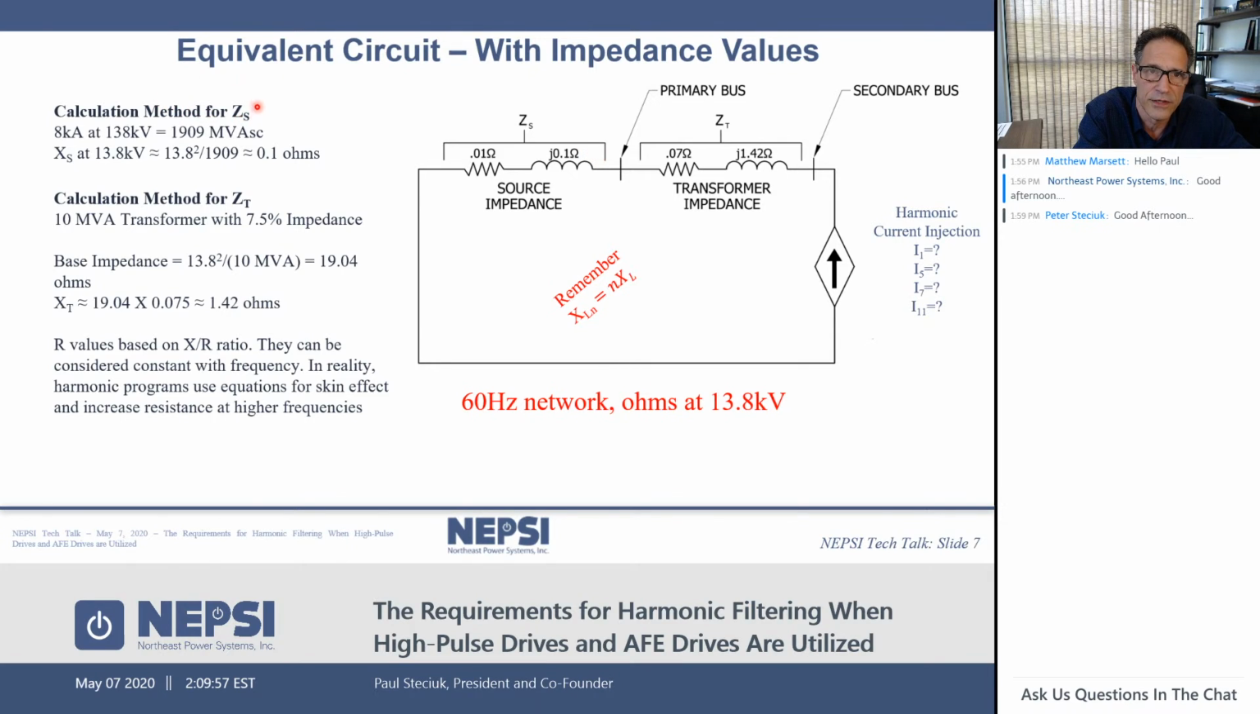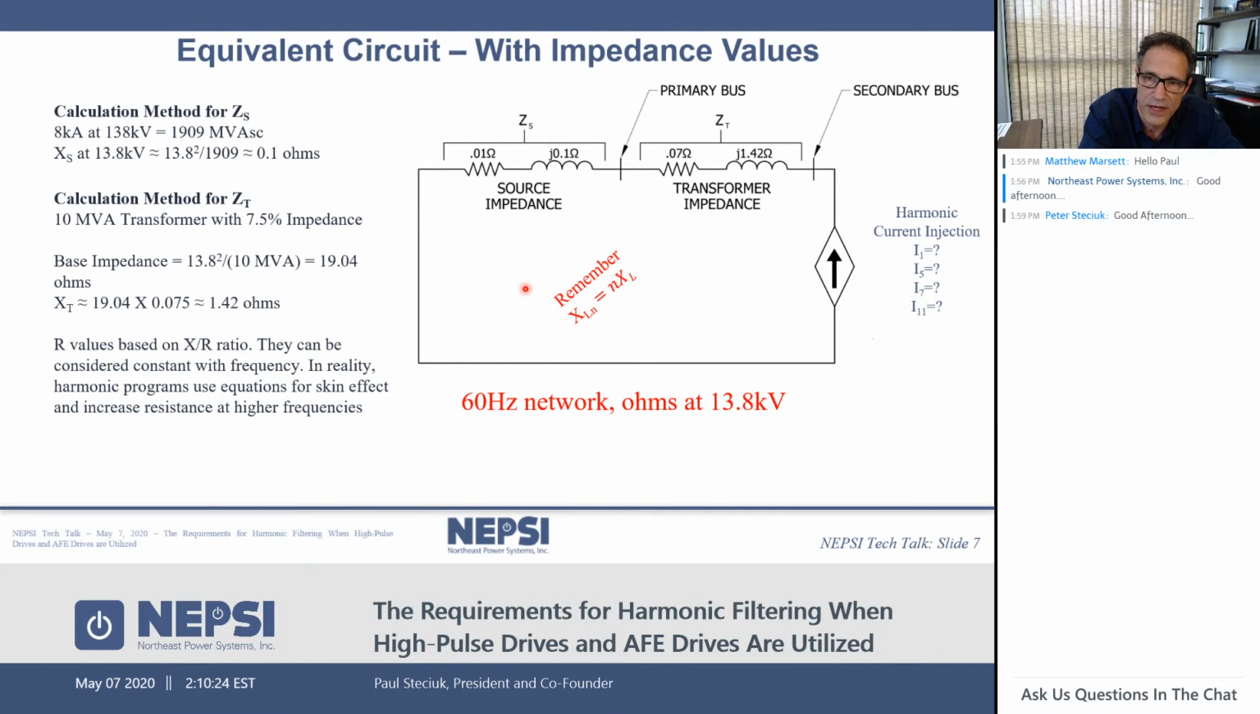We calculate a source impedance utilizing this method here, and we calculate the transformer impedance utilized here. We're reflecting everything to the 13.8 kV bus, so these impedance values are based on the 13.8 kV viewpoint. It's important to remember that whenever you're doing these type of calculations, we're doing it at 60 hertz. It's a 60 hertz representation, a single phase representation of the model.